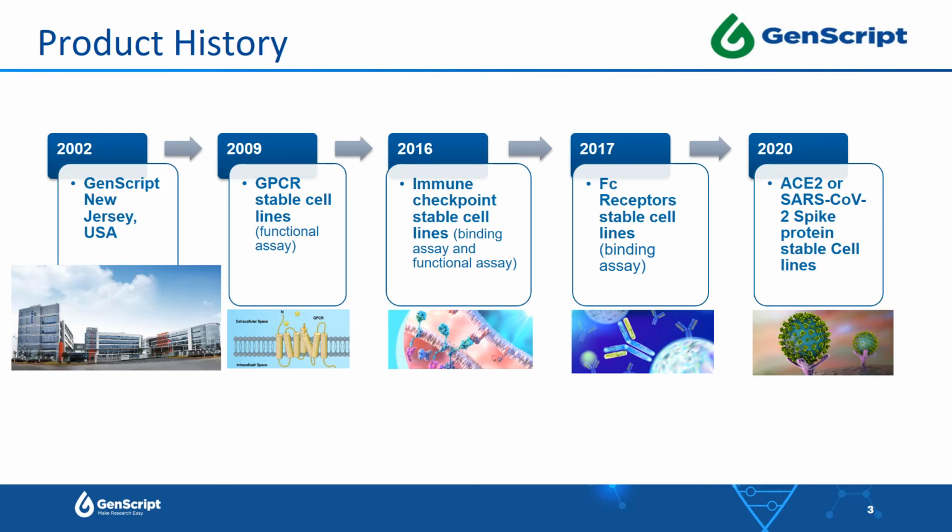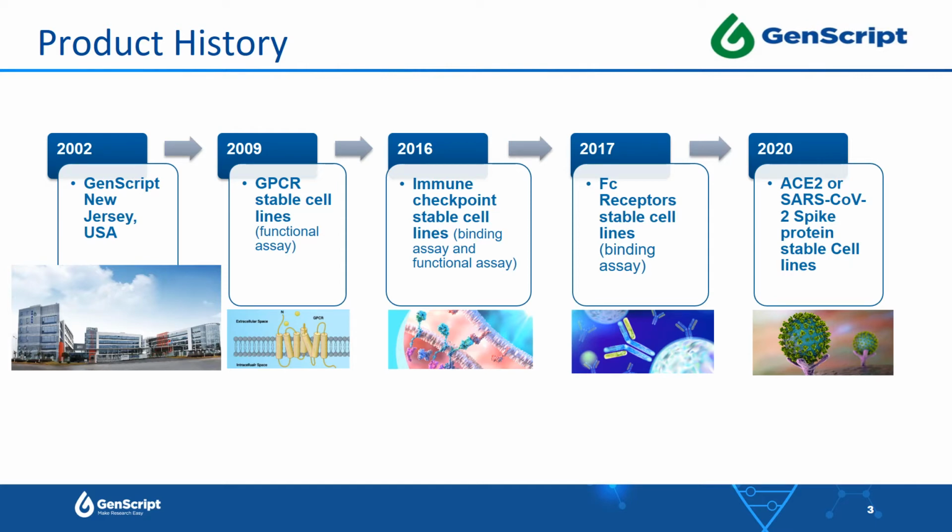In 2009, we started to provide stable cell lines for GPCR functional assay. Seven years later, in 2016, we extended our portfolio to also provide immune checkpoint stable cell lines for binding assays as well as for functional assays.